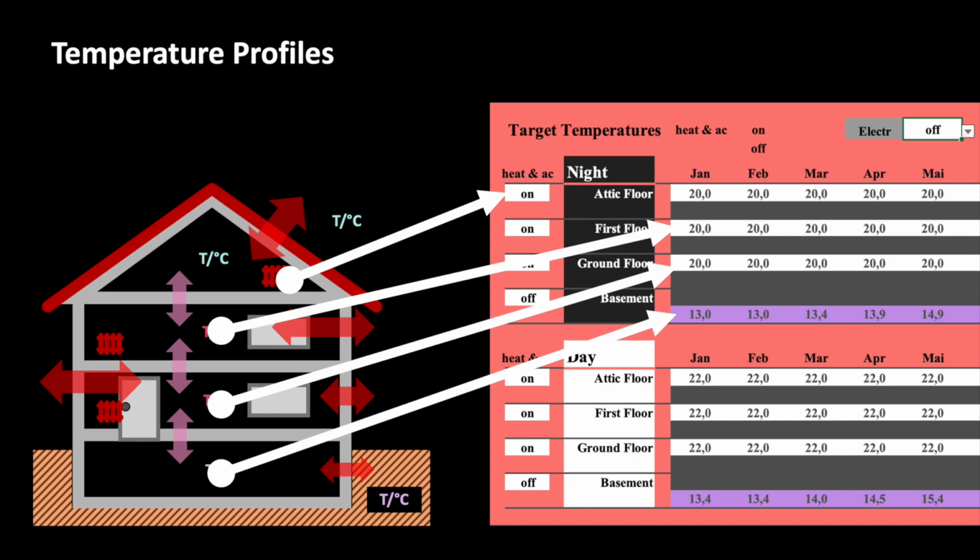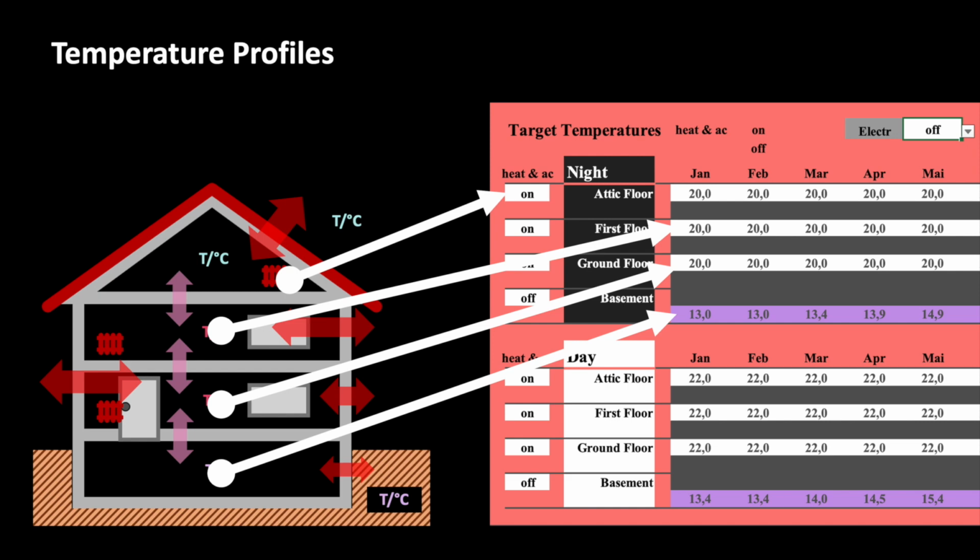So, now let's start with entering the target temperatures. We consider day and night separately, since one would like to have different temperatures at night and during the day. Or we even want to switch off the heating completely during the night, for example. Yes, you can switch the heating and air condition on or off on one floor here on the left.